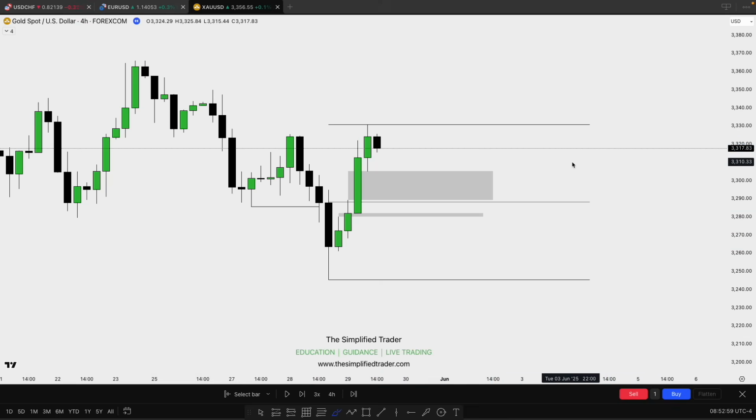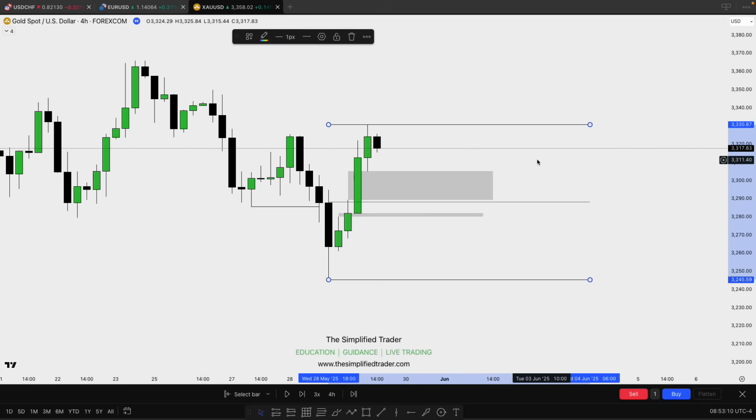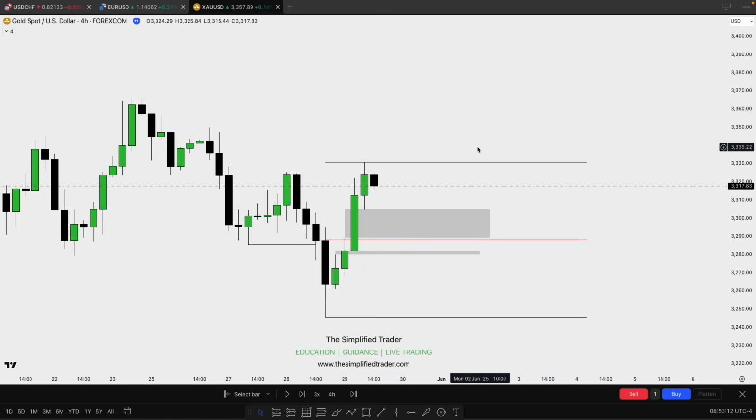So if you want to get this tool, it is just my Gann box. On the Gann box, my settings are 0, 0.5 and 1, and I've made the 0.5 red. That gives you an equilibrium tool. Because we are buying, I want to buy from discount.